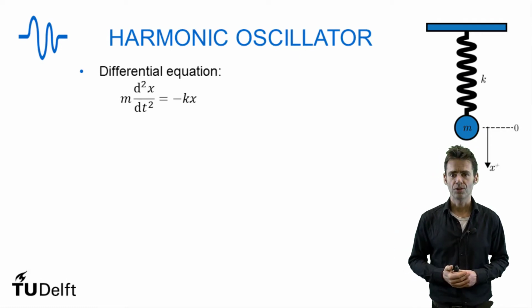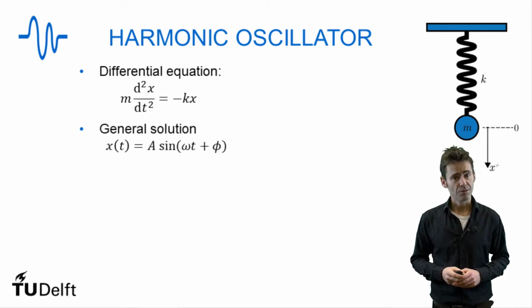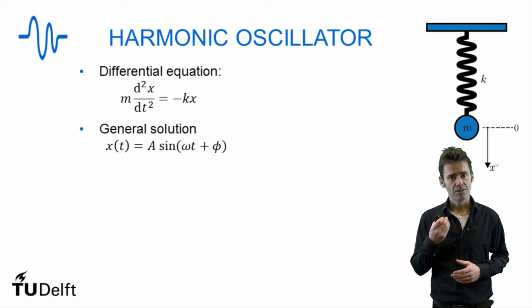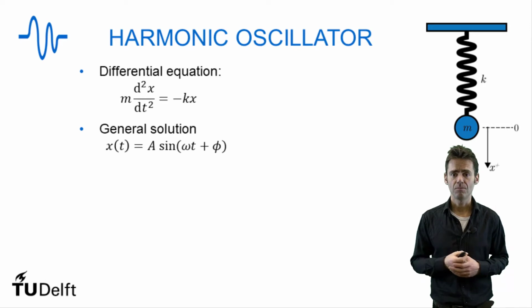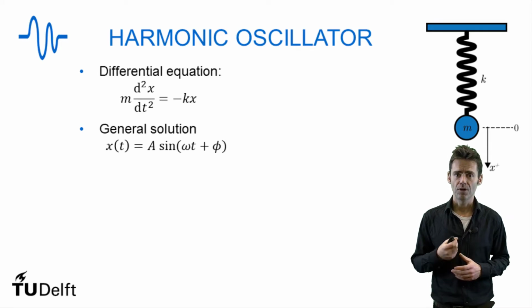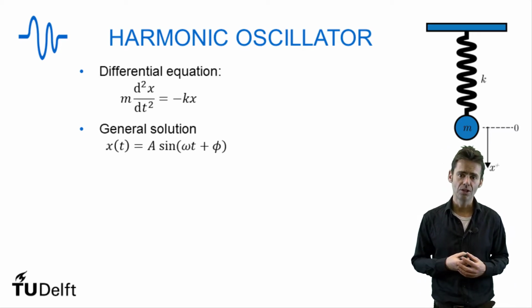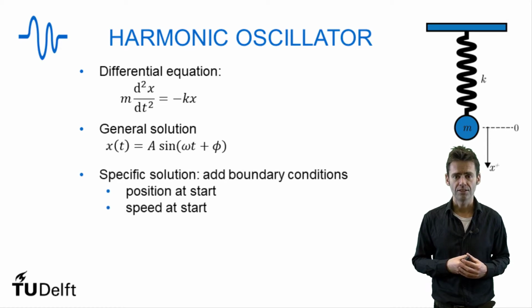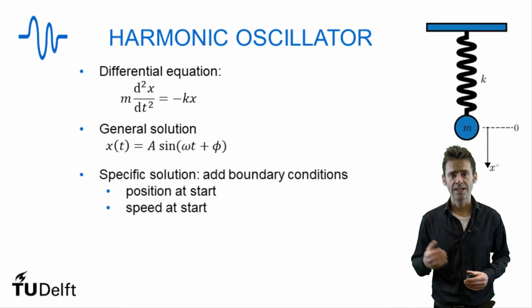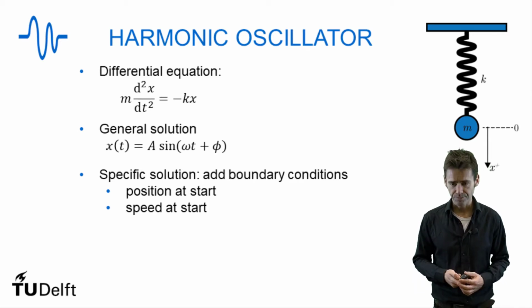with a massless spring with spring constant k, is described by a differential equation. This differential equation has the general solution x of t is capital A times sine omega t plus phi. Now, the frequency omega is set by the spring constant and the mass m, but the values of the parameters A and phi are not set yet. And these depend on the specific solutions that we can find when we add boundary conditions on the problem of the harmonic oscillator. These are, for example, the position at the start or the speed at the start.